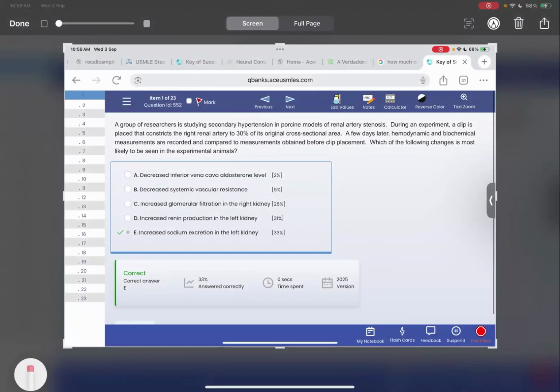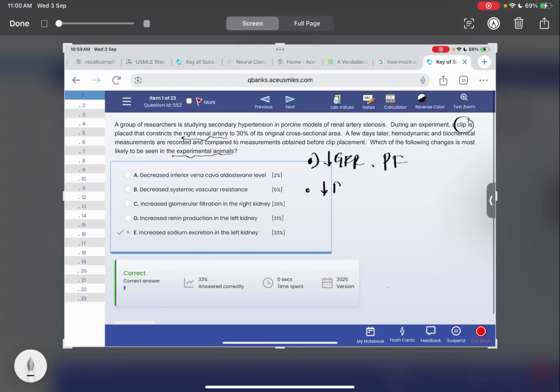I will explain the question. In the experiment they have clipped the right artery, and they are asking what will be its effect on the right kidney and left kidney. So they have clipped the right renal artery. By clipping the artery, we have decreased GFR, right? Yes, sir. So we have decreased GFR and plasma flow, right?